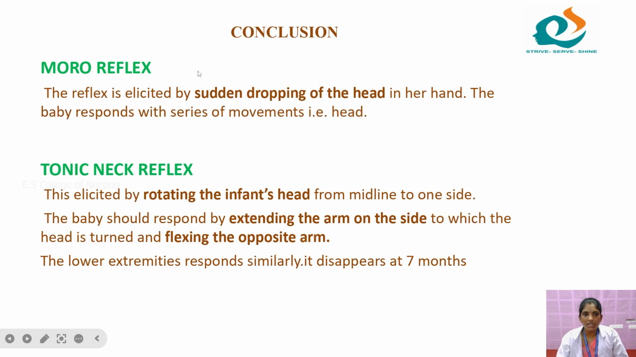Next we will see the Moro reflex. The reflex is elicited by sudden dropping of the head in hand. The baby responds with a series of movements. Tonic neck reflex. This is elicited by rotating the infant's head from the midline to one side. The baby should respond by extending the arm on the side to which the head is turned and flexing the opposite arm. The lower extremities respond similarly and it disappears at 7 months.